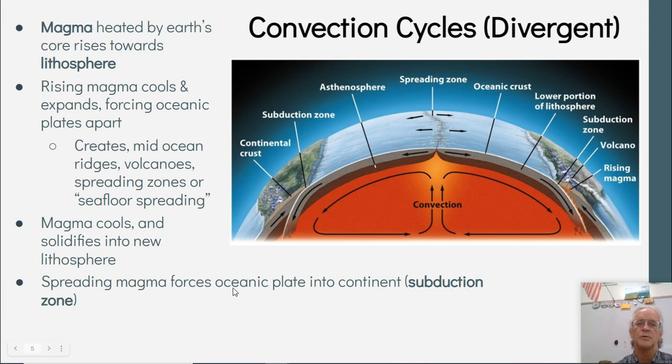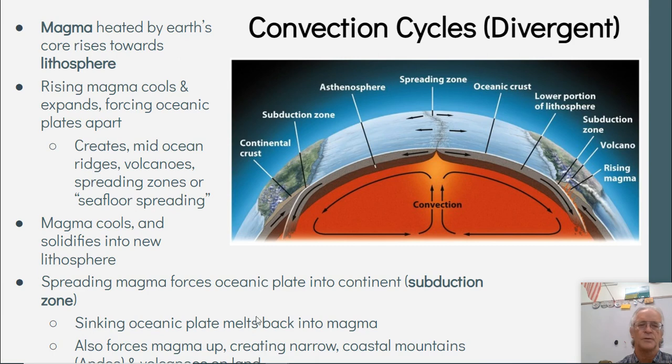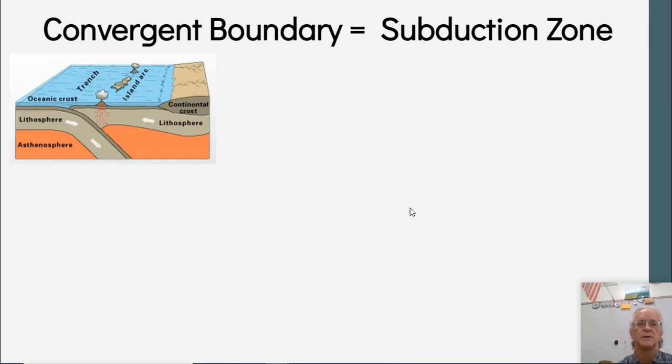The spreading magma forces oceanic plates underneath continents. This is the subduction zone right here. The sinking oceanic plate melts when it gets back into the magma because it gets too hot. This melting forces the magma up, creating narrow coastal ranges. It forces this up because it's sinking, forming mountains such as the Andes and also volcanoes. We'll explain more of that in a second.